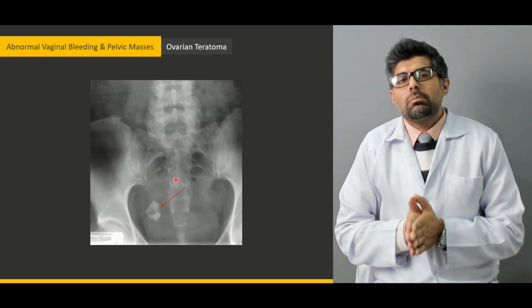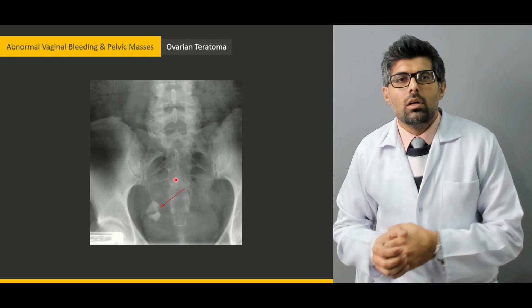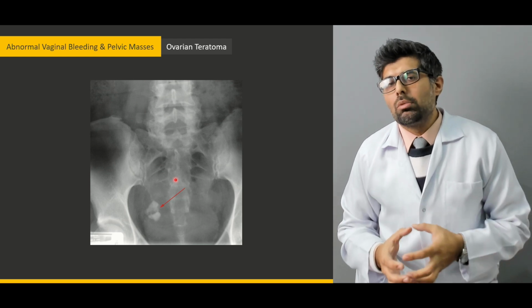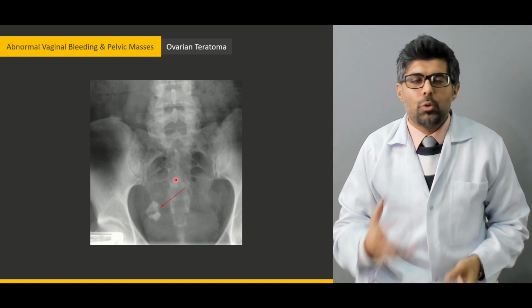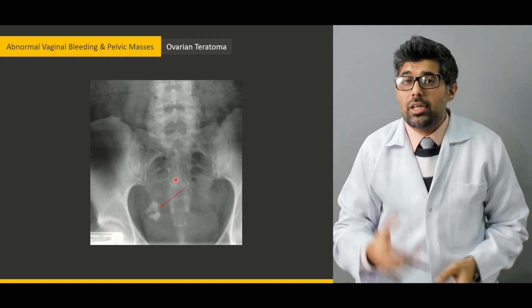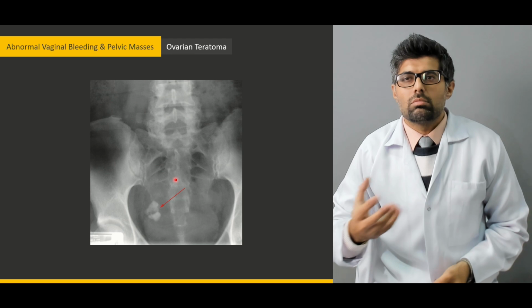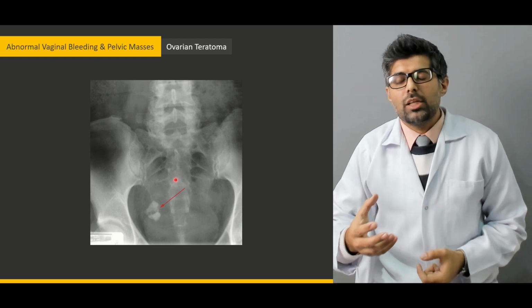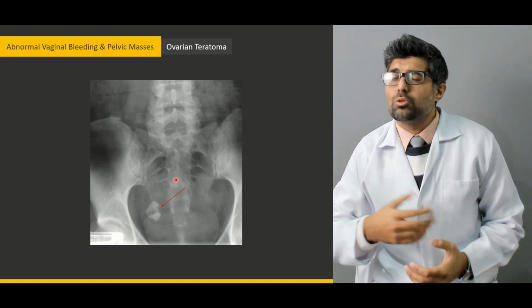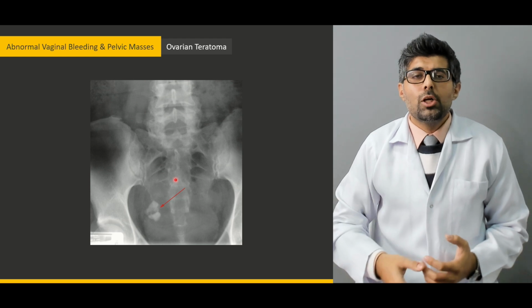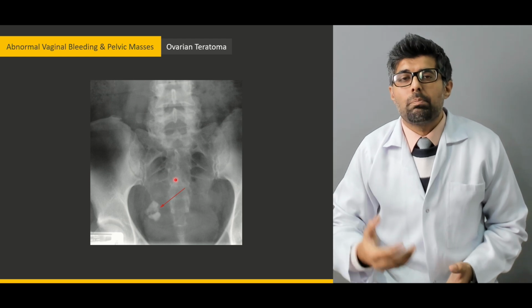Now, sometimes what happens is that instead of a fibroid, a very specific tumor may also develop inside the endometrial or the myometrial cavity, which is called a teratoma. Now, a teratoma is an embryonic tumor that gives rise to all kinds of tissue. It may give rise to hair, it may give rise to skin, it may even give rise to teeth inside the uterus of that patient.